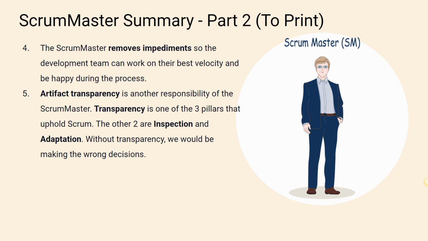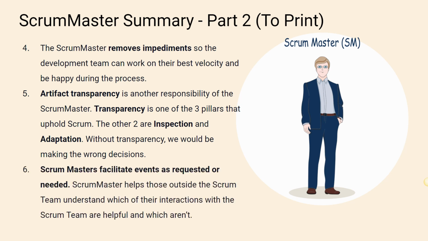Transparency is one of the three pillars that uphold Scrum. The other two are inspection and adaptation. Without transparency, we would be making the wrong decisions. Scrum Masters facilitate events as requested or needed. He or she helps those outside the Scrum team understand which of their interactions with the Scrum team are helpful and which aren't.